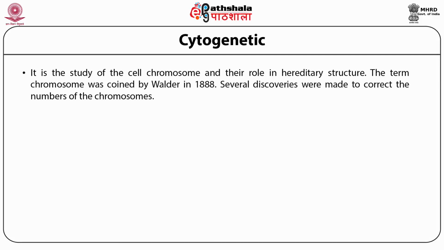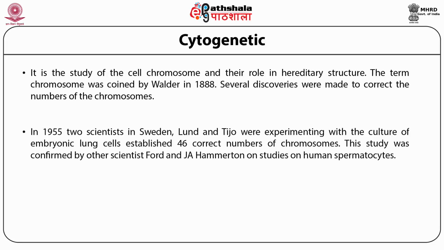Cytogenetics is the study of the cell chromosome and its role in hereditary structure. The term chromosome was coined by Waldeyer in 1888. Several discoveries were made to correct the number of chromosomes. In 1955, two scientists in Sweden, Tjio and Levan, were experimenting with the culture of embryonic lung cells and established 46 as the correct number of chromosomes.